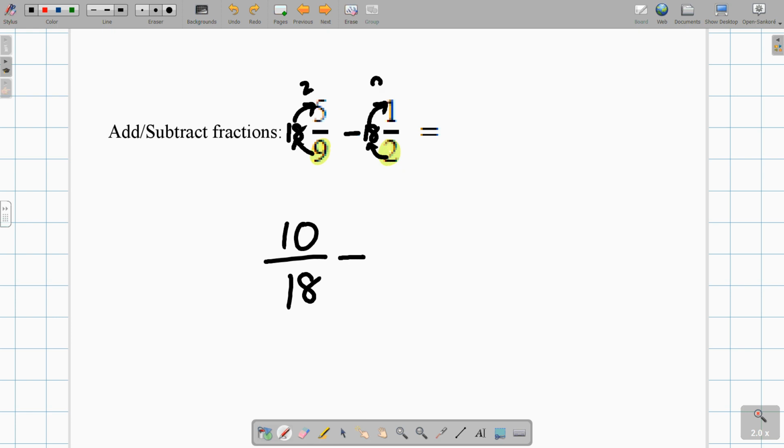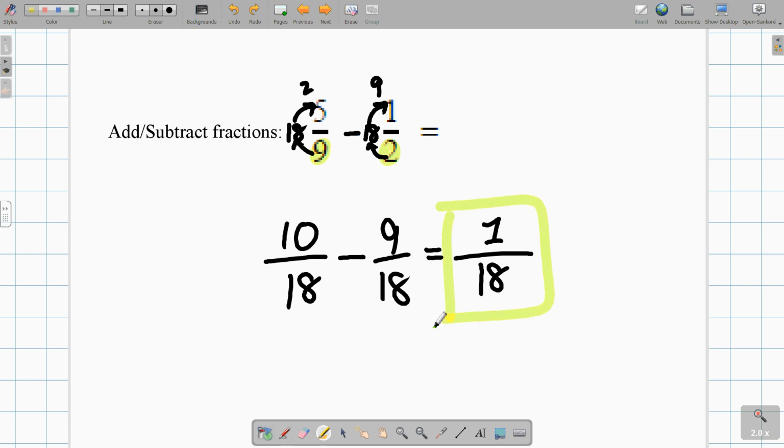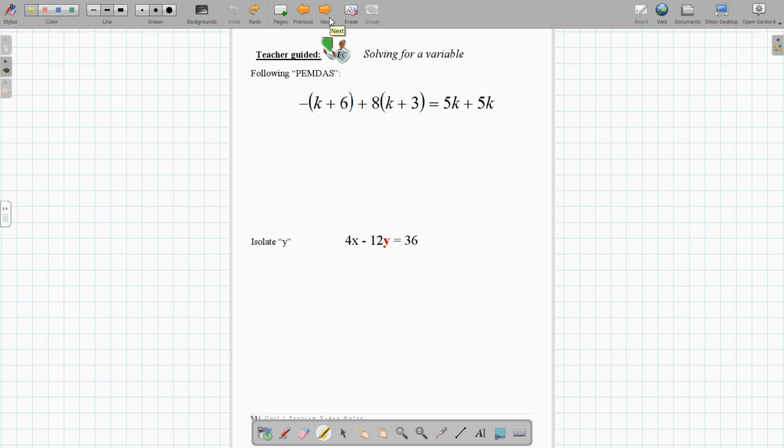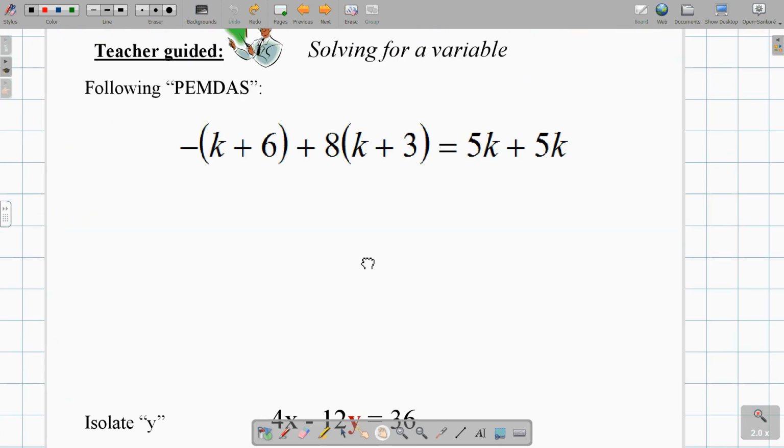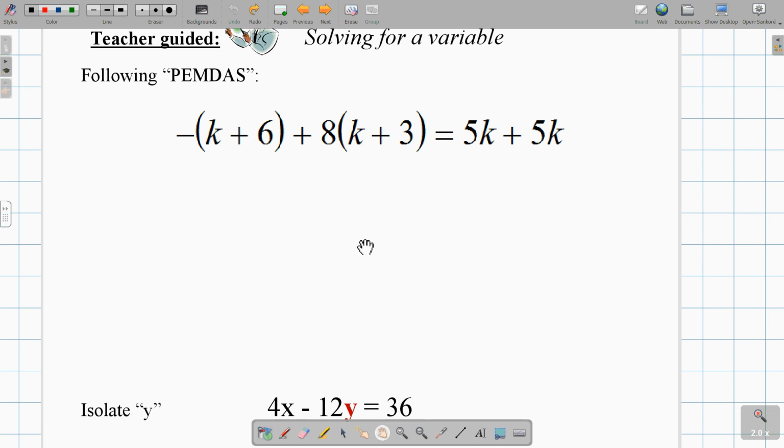Okay, that was skill number 1, working with fractions. Skill number 2, solving with variables. We've done this a few times in class. I just want to emphasize some of the helpful rules. So we're going to follow PEMDAS. Please excuse my dear Aunt Sally. Parentheses, exponents, multiplication, division, addition, and subtraction. Ready? Step 1, we deal with exponents and parentheses.